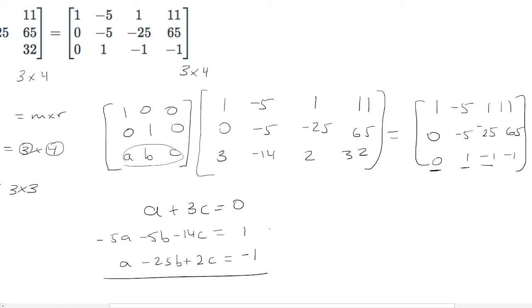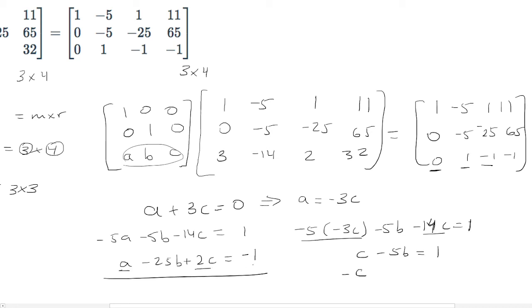And the way to solve this, there's many ways to solve it, but I would just solve for A here and get that A is negative 3C. And then plug it into these bottom equations. So this will be negative 5 times negative 3C. And then, let's see, negative 5 times negative 3C is 15C. 15C minus 14C is just C. C minus 5B is 1. And then here, the last equation, I will substitute negative 3C. I have negative 3C plus 2C is negative C. And then I have negative 25B is equal to negative 1.